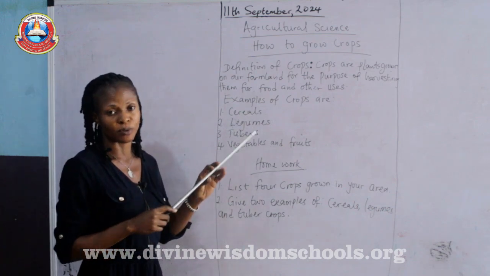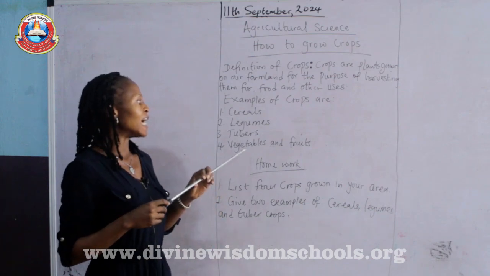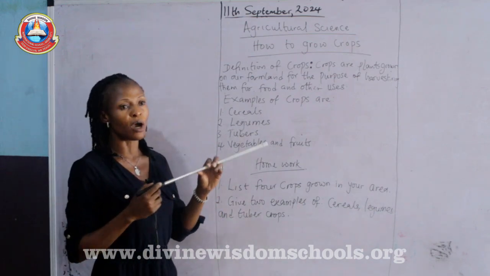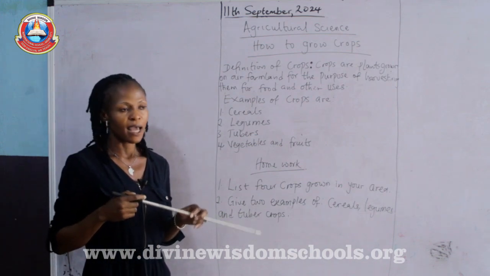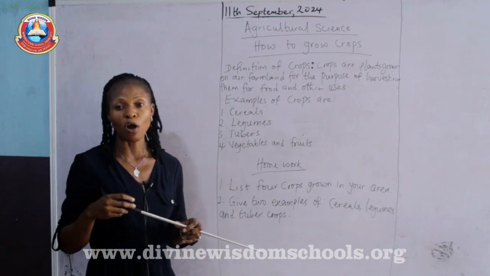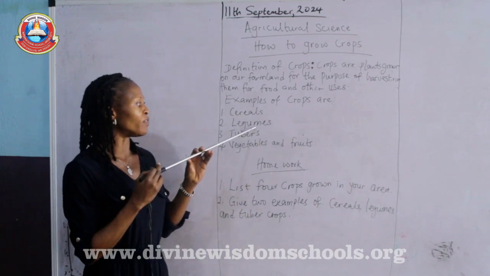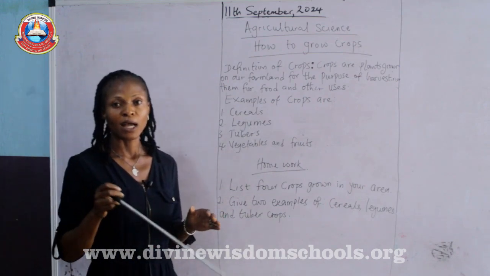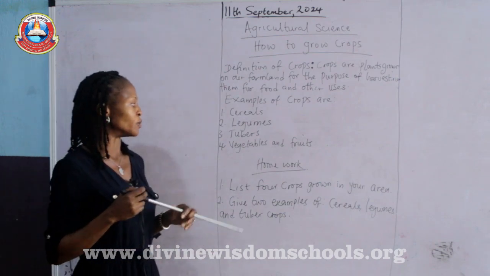Now, the cereal crops. The cereal crops belong to the grain family, and they are highly rich in carbohydrates. Examples of cereal crops are millets, rice, wheat, and so on. We look at legumes. Legume crops are high in protein. And examples of these crops are soya beans, cowpea, groundnut, and so on.